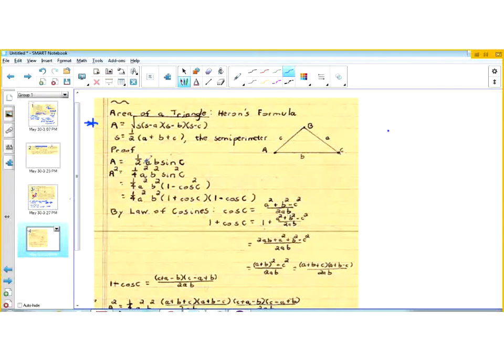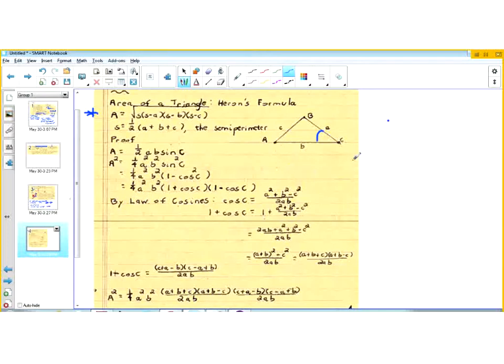We know that the area of the triangle is equal to 1/2 AB times the sine of the angle between A and B. Okay, and if we were to square both sides, we would have area squared is equal to 1/4 A squared B squared times the sine squared of C. All right, and then we replace sine squared of C using the Pythagorean theorem. Sine squared of C, of course, is 1 minus cosine squared of C. And then we factor the difference of two squares.